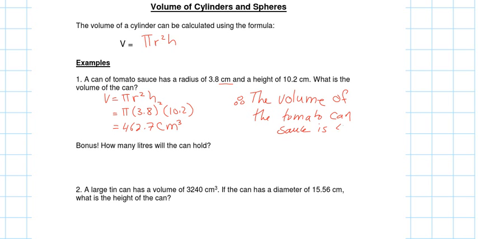Okay? Volume's unit is cubed, unless you're using the volume units. Most of the time they use mil and liter, right? So on the tomato can, do you see them writing 462.7 centimeter cube? No. They usually convert to either mil or liter.